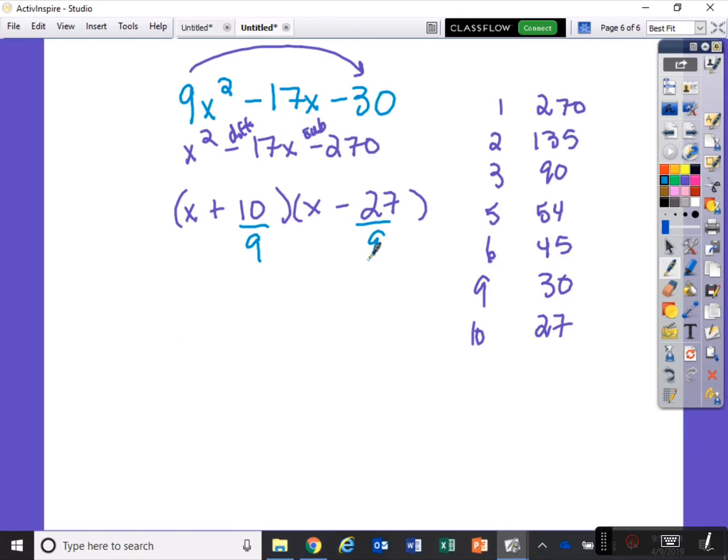Dang. 10 over 9 does not reduce, so I can go ahead and slide it: 9x plus 10. 27 over 9 reduces to the whole number 3. So this is a situation where it didn't have to reduce down, but that's because the number it used was 9 and 1. It's when it uses one of the composite factors, like the last one, 3 and 3, that you're going to have to reduce and slide.